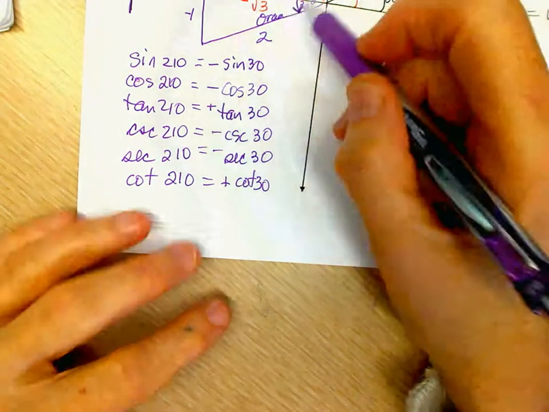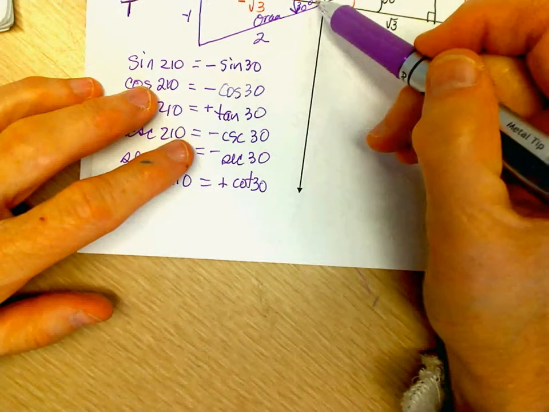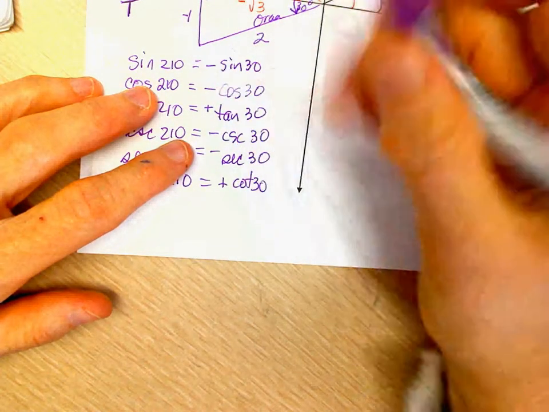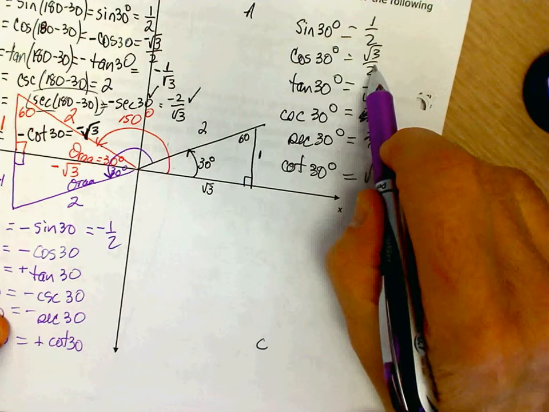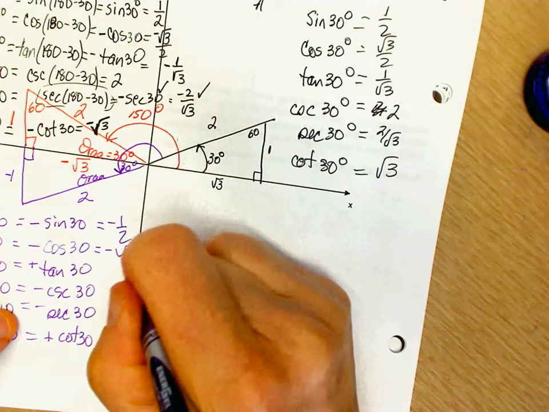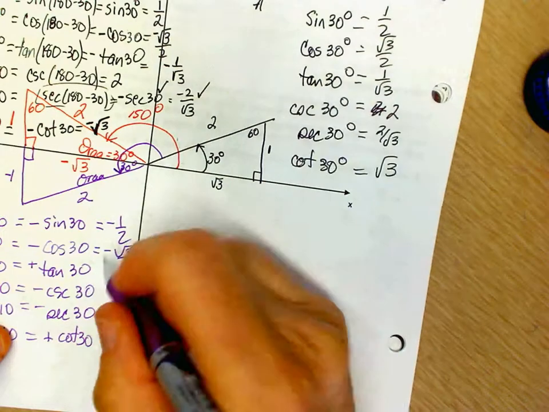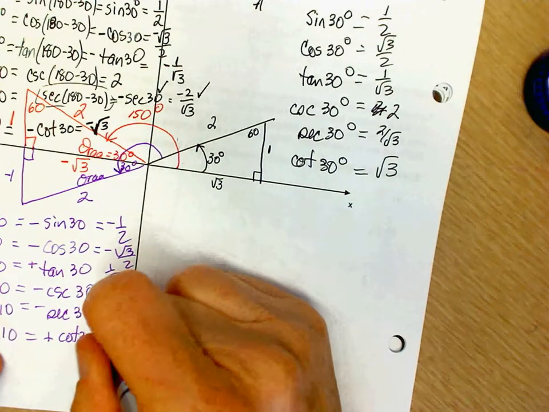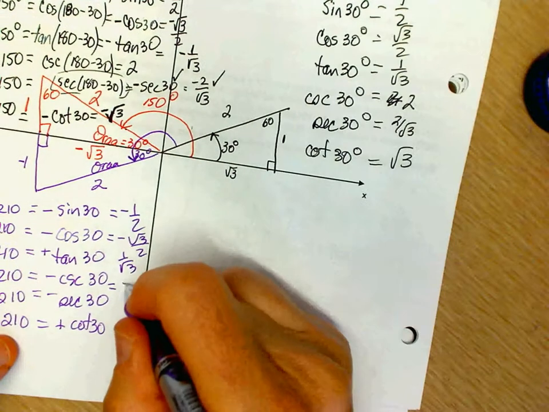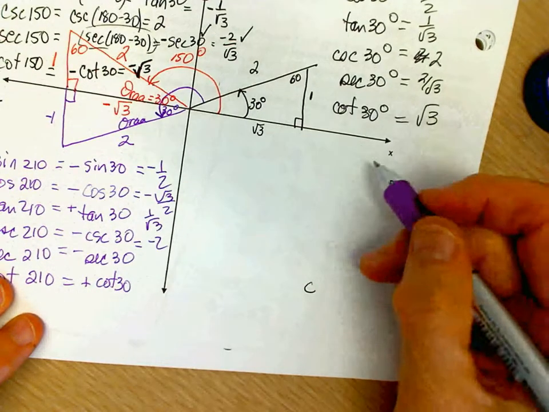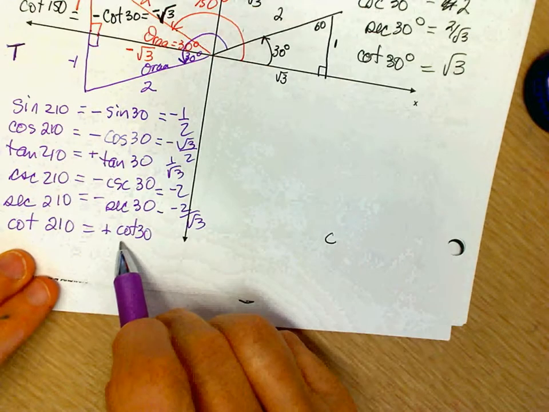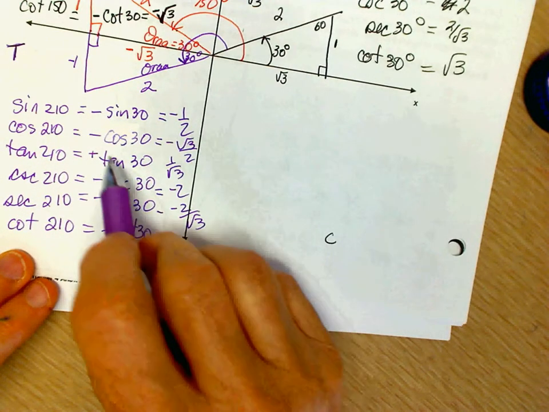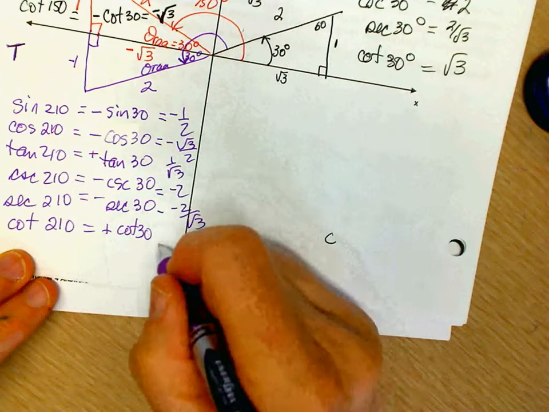Sine of 210 is -1/2. Cos is -√3/2. Tan is positive, 1/√3. Cosecant is -2. Secant is -2/√3. And cotan, well, tan and its reciprocal are positive in this quadrant, so it's going to be √3.